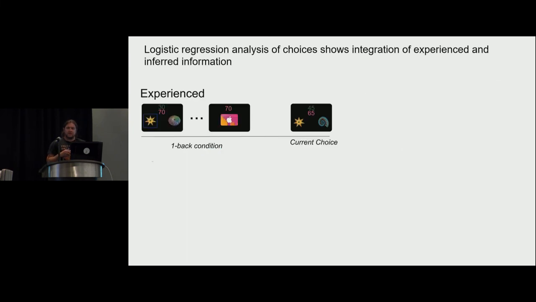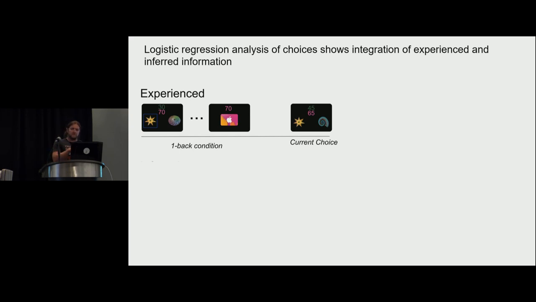So the first thing we wanted to test was whether participants were actively integrating both experienced and inferred information. And we did that by looking at the influence of previous choice outcome associations on the current choice. And so this would look something like this, where if they chose shape A and it led to iTunes, and then there's another trial where they wanted to get iTunes again, that should drive up the likelihood that they're going to choose A on this trial.